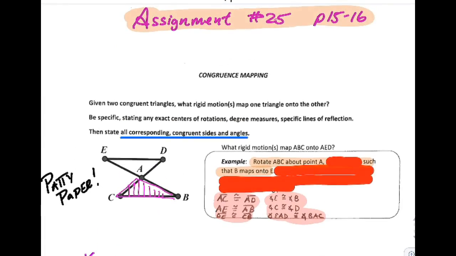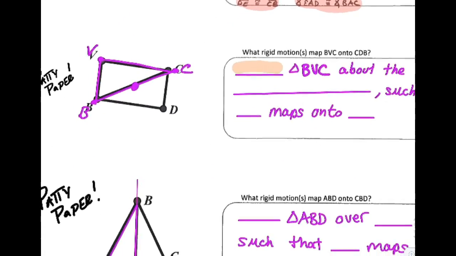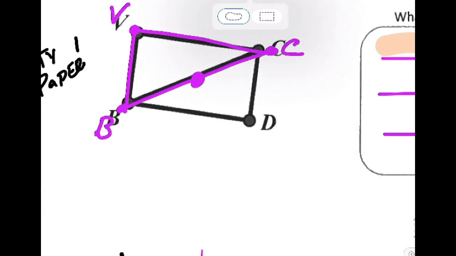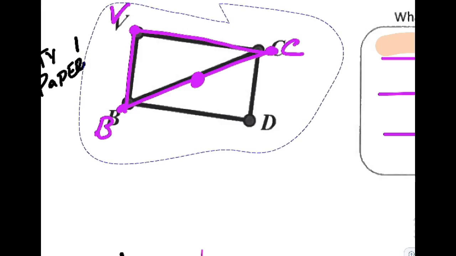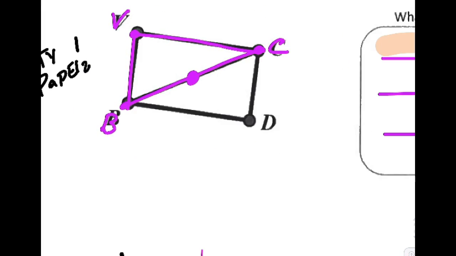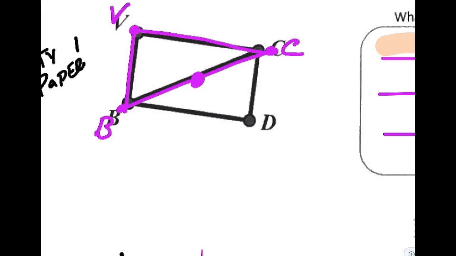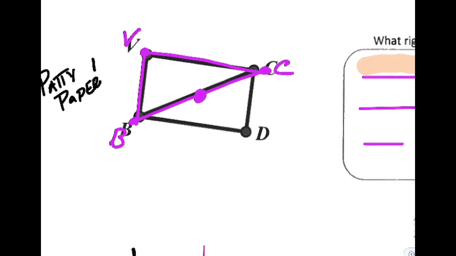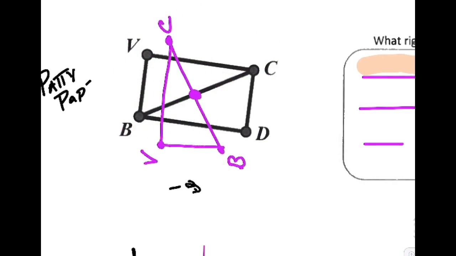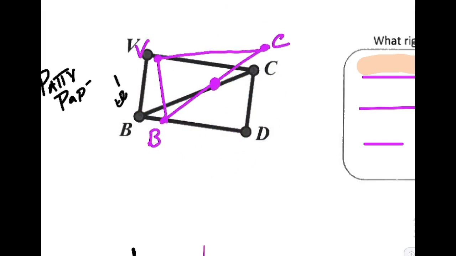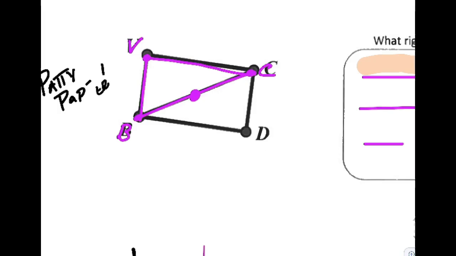So assignment number 25 was pages 15 and 16, and we did that first one in class. So we have an example like we did in class yesterday, where it looks somewhat like a parallelogram with two triangles formed by the diagonal. When you try to map BVC onto CDB, you're going to rotate it, but the key is rotate it about what. And that center is the midpoint of BC. So you're going to rotate BVC about the midpoint of BC such that point V maps onto D.